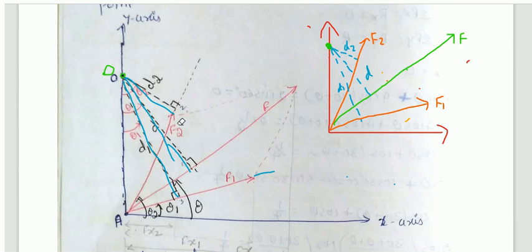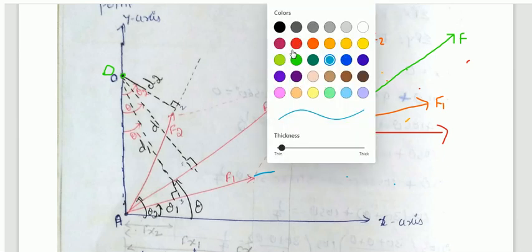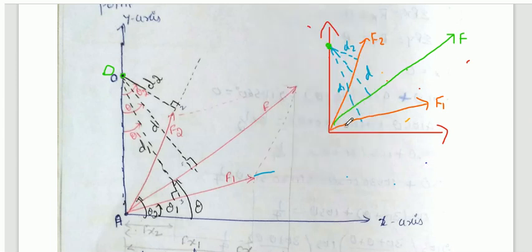So now the inclination with respect to those forces. F1 is a force which is making an angle theta 1 with respect to the x axis, and F2 makes an angle theta 2 with respect to the x axis, and F is a force which makes an angle theta with respect to the x axis. Respectively, F1 theta 1, F2 theta 2, F theta.